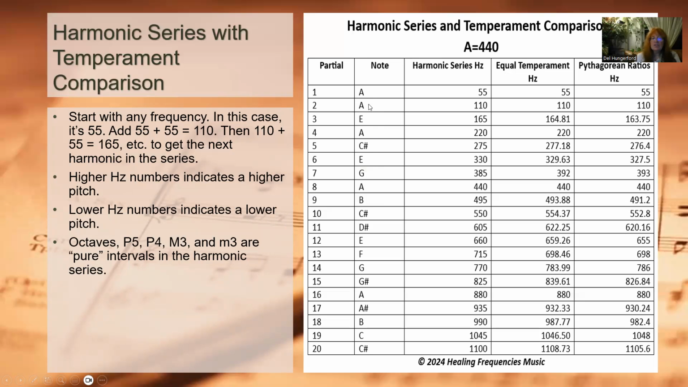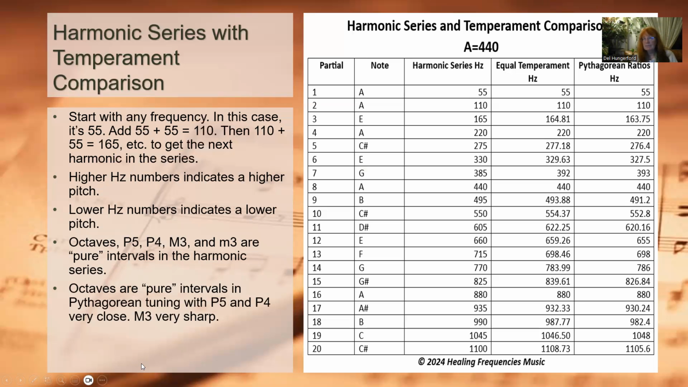So you're going to notice these first six intervals are very strong and stable. When they're pure, they're stable. And they color the music. That's what gives each instrument its tone, because they have a different variety of harmonics in it. Octaves are pure intervals in Pythagorean tuning, with the perfect fifth and perfect fourth extremely close. You can hardly hear that there's just a tiny bit of beating, but not much.